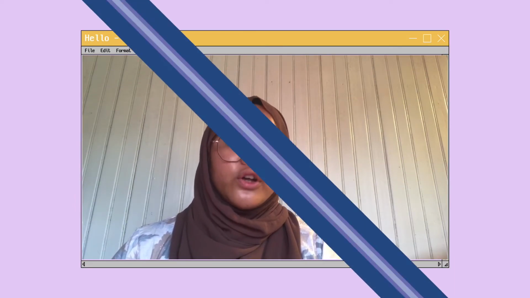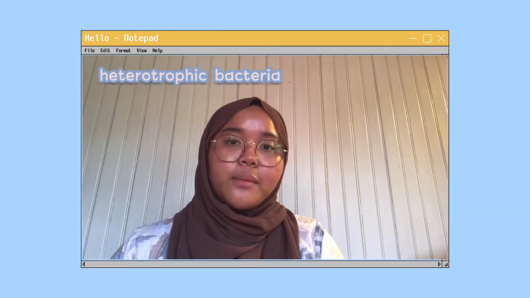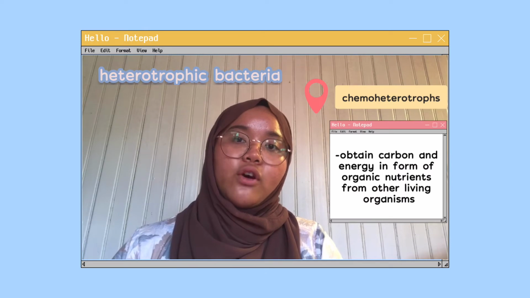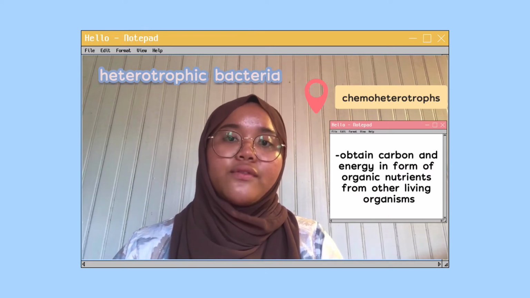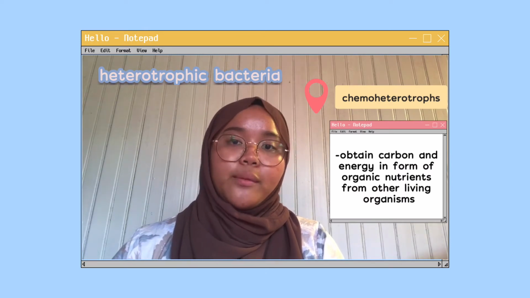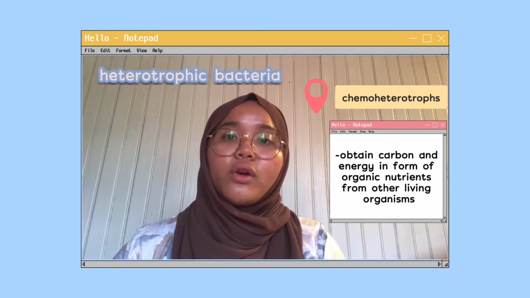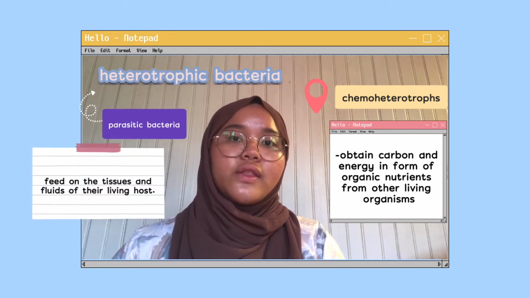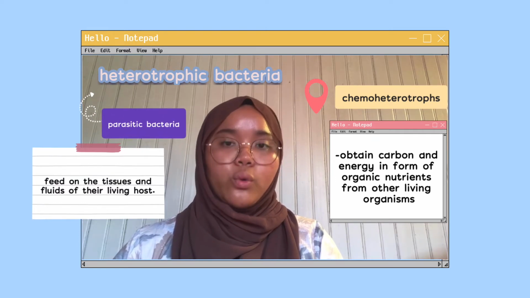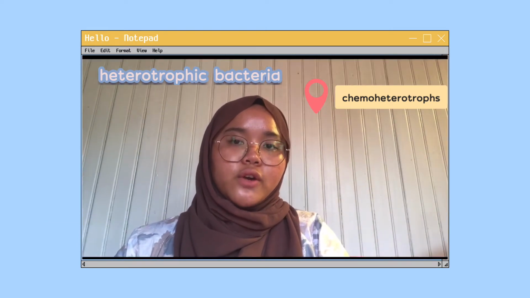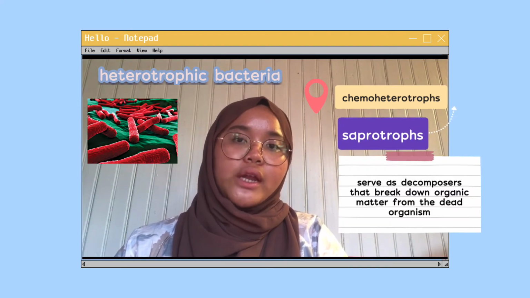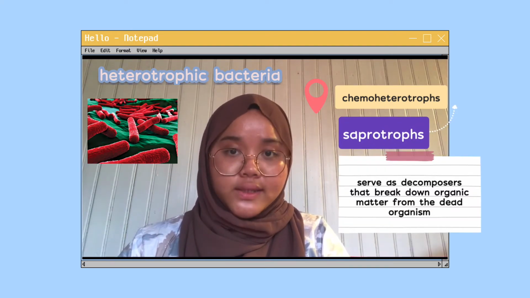Next, let's move on to heterotrophic bacteria. Bacteria called chemoheterotrophs obtain carbon and energy in the form of organic nutrients from other living organisms, as they are not able to synthesize their own organic molecules. For example, parasitic bacteria feed on the tissues and fluids of their living host. Chemoheterotrophic bacteria called saprotrophs serve as decomposers that break down organic matter from dead organisms.